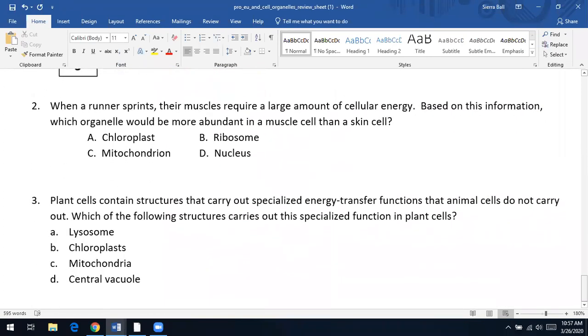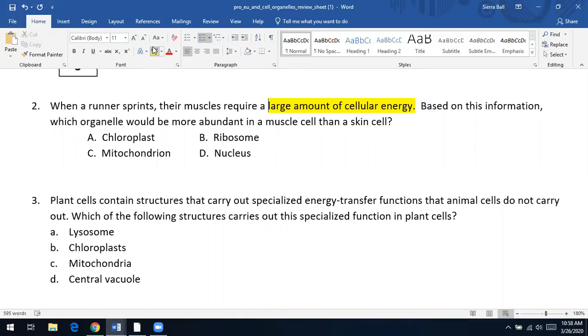All right, number two. When a runner sprints, their muscles require a large amount of cellular energy. Based on this information, which organelle would be more abundant in a muscle cell than a skin cell? What's the hint in this question? What organelle are you looking for? An organelle that does what? It's asking which organelle would be more abundant in a muscle cell. If it's a muscle cell, I need a lot of energy for my muscles to do their job and move around and run, right?